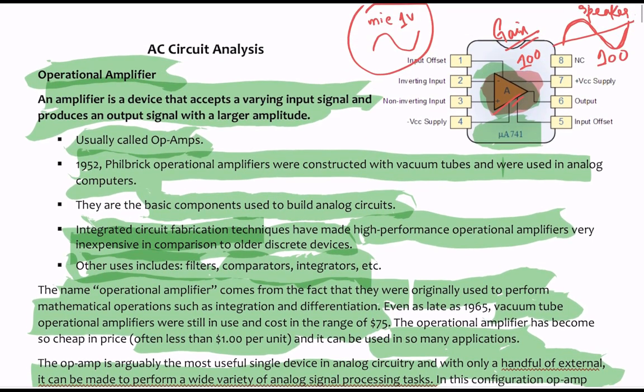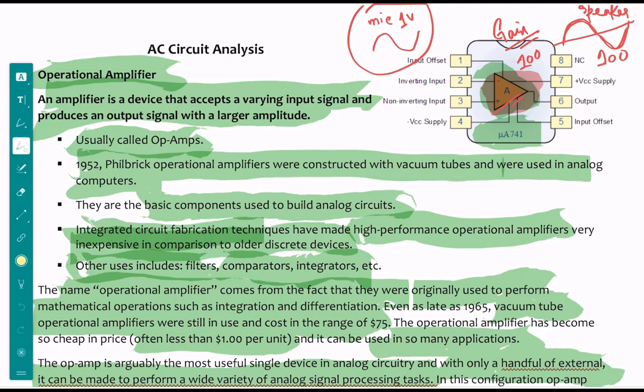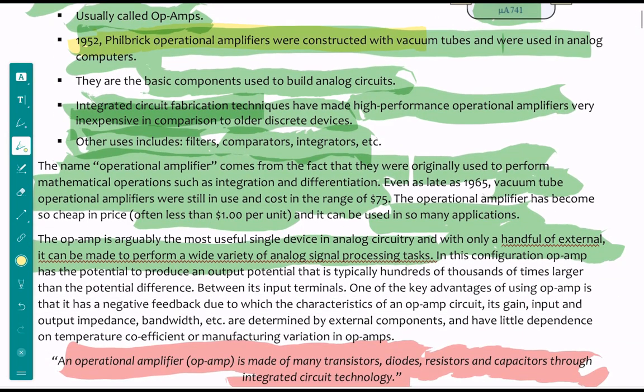So some basic theory related to the amplifier. They first arrived on the scene in 1952. They were constructed with vacuum tubes and used in analog computers back then. They have many applications: filters, comparators, integrators. Back in those days, it was expensive, $75. They would dissipate a lot of heat. Now they are down to less than $1.